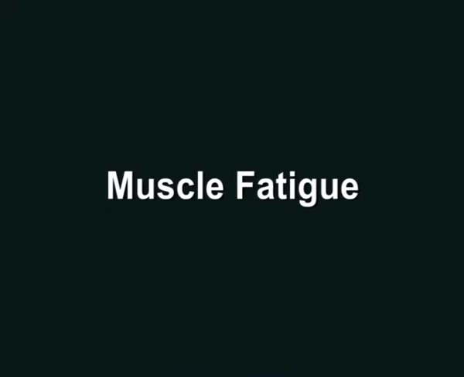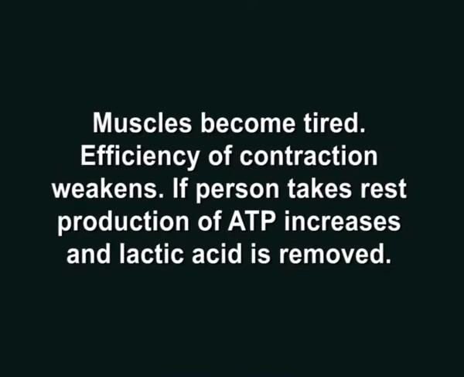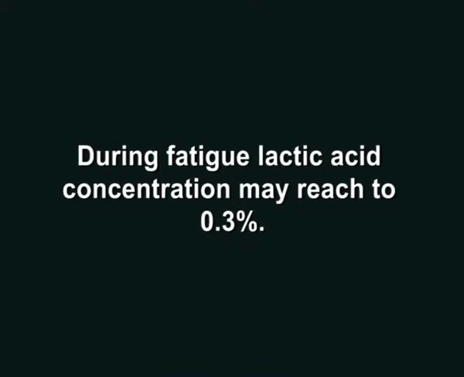Muscle fatigue. Repeated muscle contractions use ATP faster than it is produced, and lactic acid accumulates faster than it can be removed. Muscles become tired. Efficiency of contraction weakens. If person takes rest, production of ATP increases and lactic acid is removed. During fatigue, lactic acid concentration may reach 0.3%.